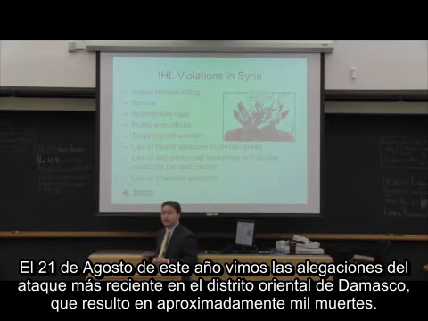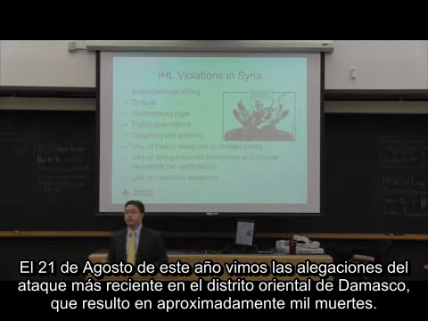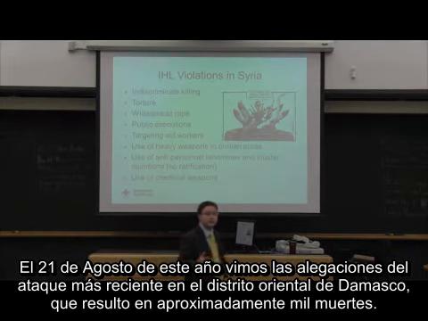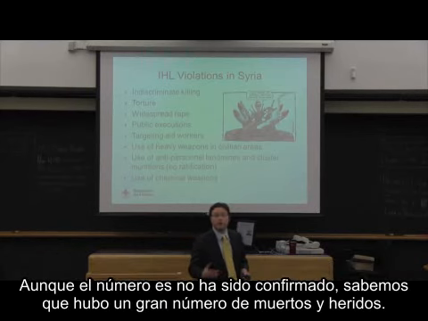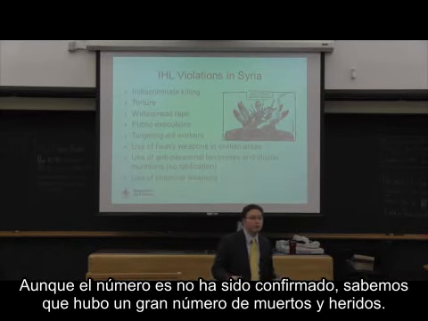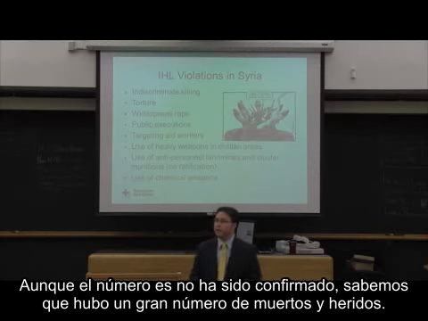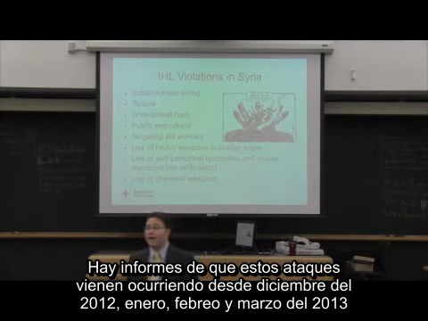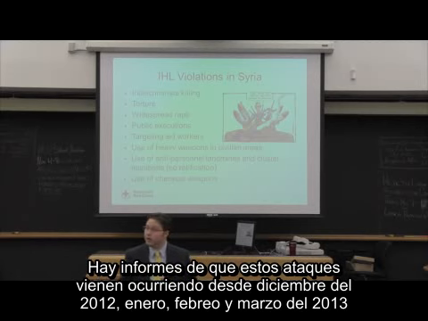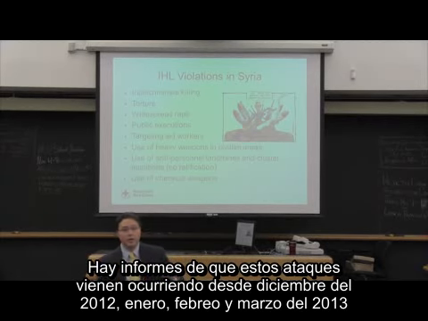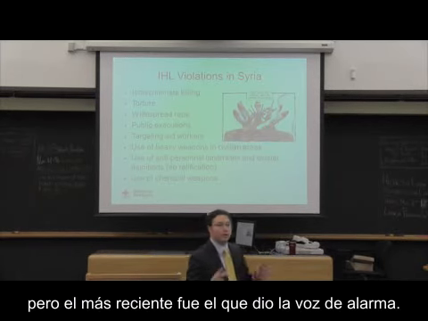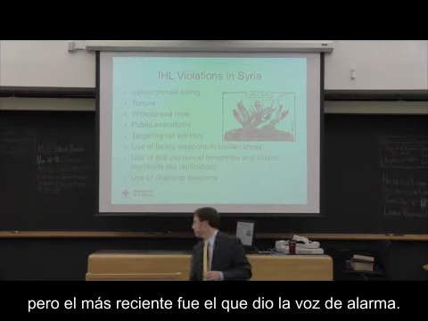A strike with sarin gas in the eastern district of Damascus resulted in allegedly approximately 1,000 deaths. I think the number is unconfirmed, but we know that hundreds were killed, many were injured, and that number could be significantly higher. There are other reports of attacks that happened prior to that, all the way stretching back to December of 2012 and January, February, March of 2013.